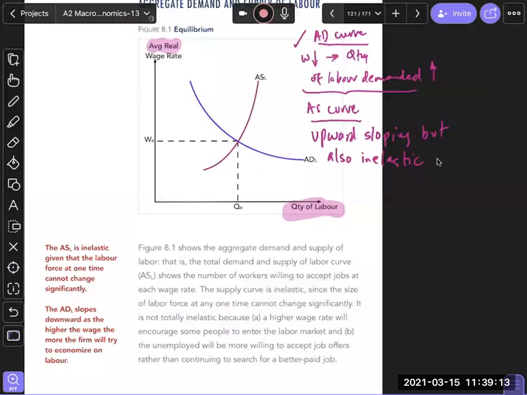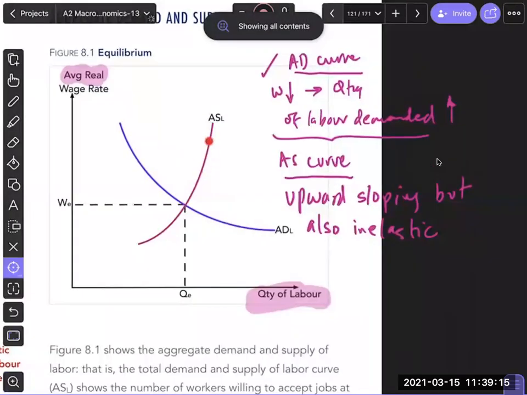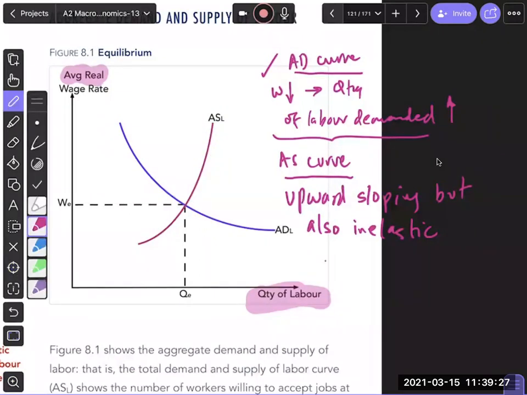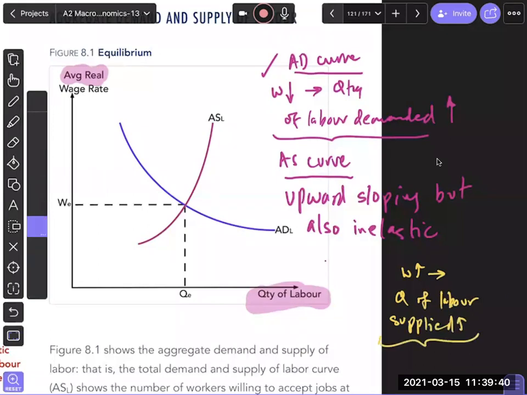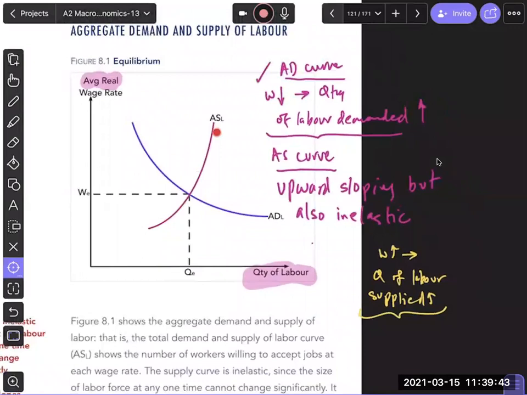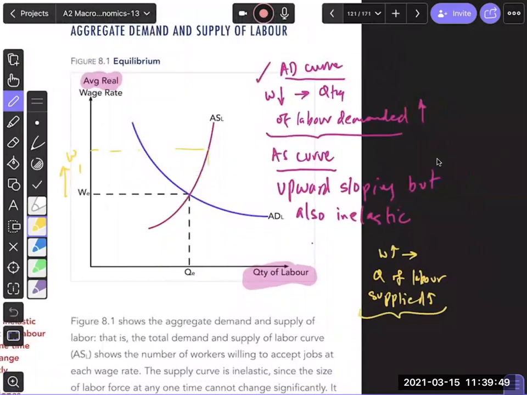So guys, we're saying a couple of things. Number one, the aggregate supply curve is upward sloping and it's inelastic. Why is it upward sloping? Well, simply when the wage rate goes up, more people will be encouraged to work in the labor market, right? When the wage rate goes up, the quantity of labor supplied will go up. Higher wage rate will attract more people to the labor market. So you will see your quantity of labor supplied go up from QE to Q dash, for example. Number one is that.